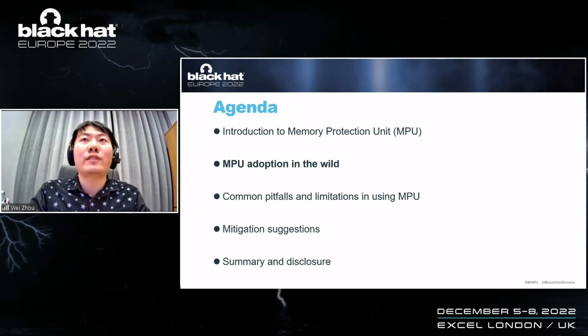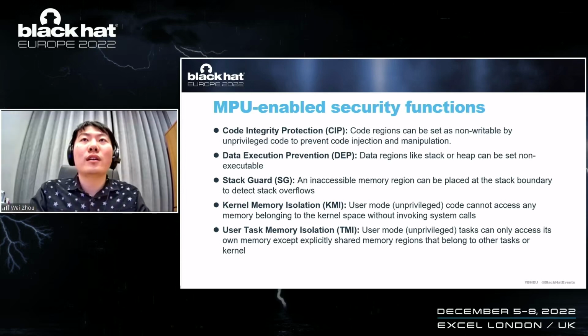and what specific security functions can be provided by the MPU. First, we can see the OS often sets the code range as non-writable to achieve code integrity, and non-executable for the data range for DEP. It can also be used to achieve a stack guard with a small inaccessible memory range after the stack boundary. And most importantly, the RTOS can take advantage of the MPU to achieve user space and kernel space separation. We will detail this later with concrete examples.